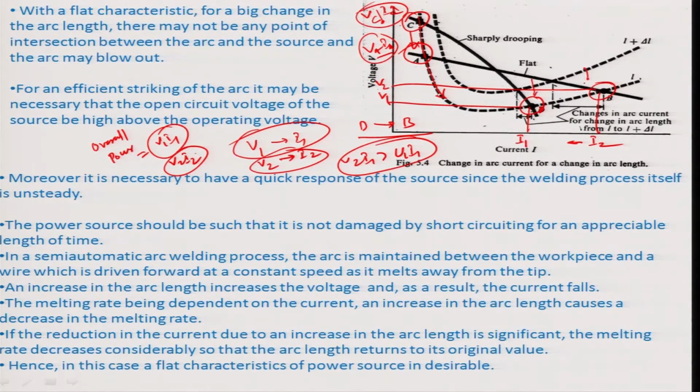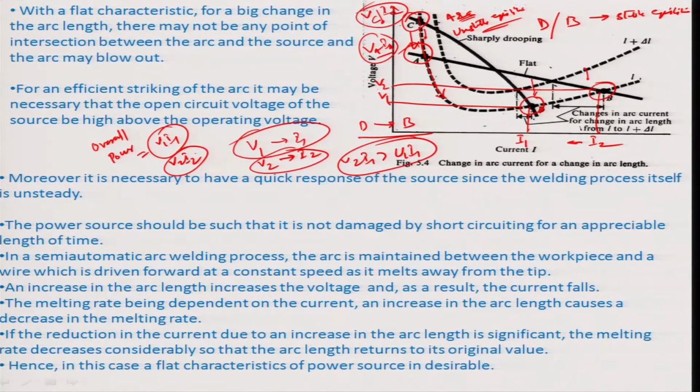So, we call the points D and B a stable equilibrium, because whenever there is an increase in the voltage, the power source ensures that the equilibrium point shifts back, whereas A and C may be considered an unstable equilibrium. Please understand this concept very well: A and C would not be self-stabilizing.